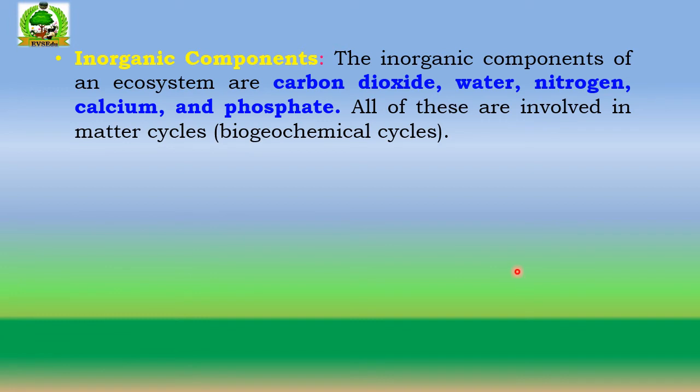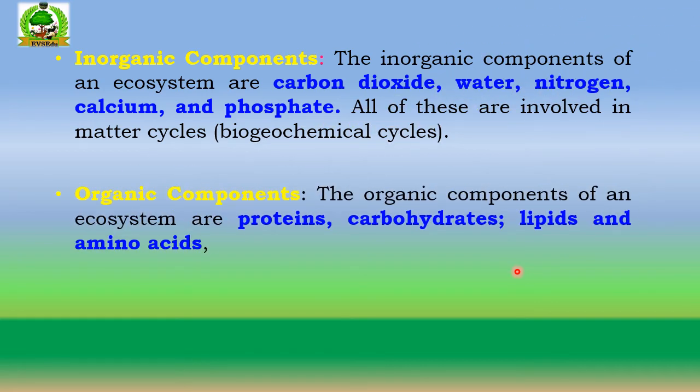As far as inorganic components are concerned, the inorganic components of an ecosystem are carbon dioxide, water, nitrogen, calcium, and phosphate. All of these are involved in matter cycles, which are also known as biogeochemical cycles, like the carbon cycle, hydrological cycle, nitrogen cycle, calcium cycle, phosphorus cycle, and so on and so forth. Then under the abiotic components, we have one more category, known as organic components. Organic components of an ecosystem are proteins, carbohydrates, lipids, and amino acids.